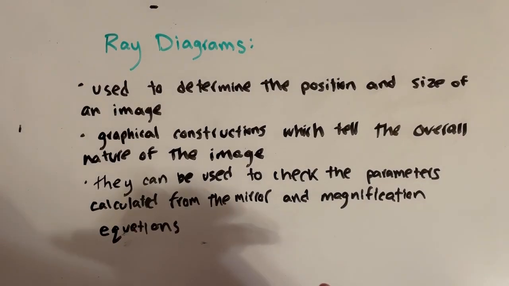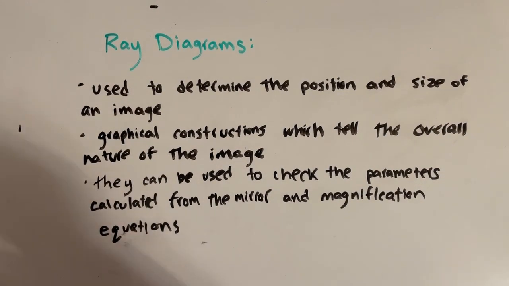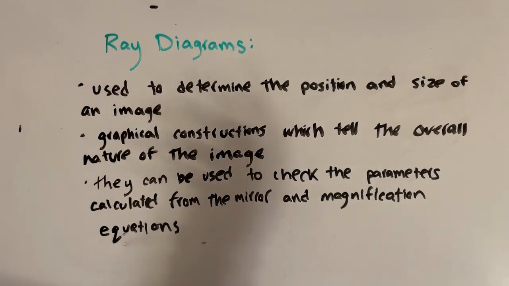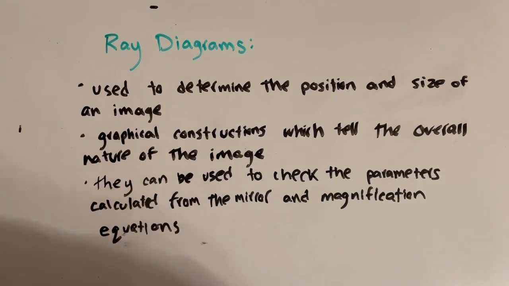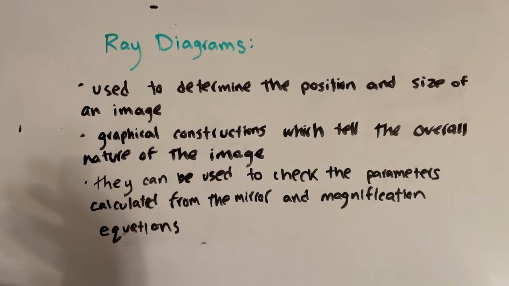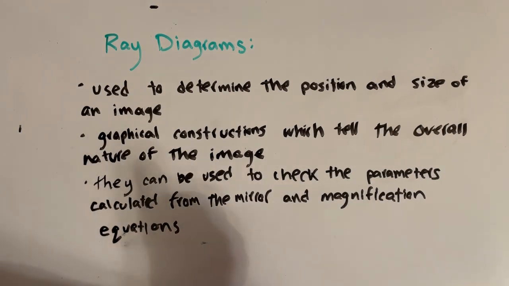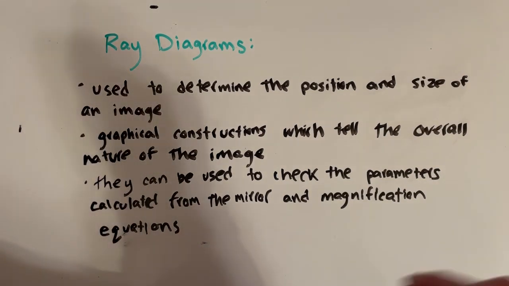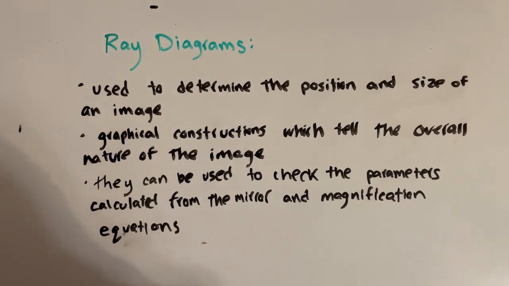Okay, so below I wrote down why we use ray diagrams. So the first reason is we use them to determine the position and size of an image. This is just a quick way to check if the image is going to be bigger, smaller, if it's inverted or upright, and if it's on the real or virtual side. Now, the other point is that it's a graphical construction which tells the overall nature of the image. As I just said, it's going to tell us those characteristics about the image. And one more thing, they can be used to check the parameters calculated from the mirror and magnification equation. So if we're doing a problem and we do a quick calculation and see if the image is bigger, we could do a ray diagram to back up that we did the math right, and vice versa.